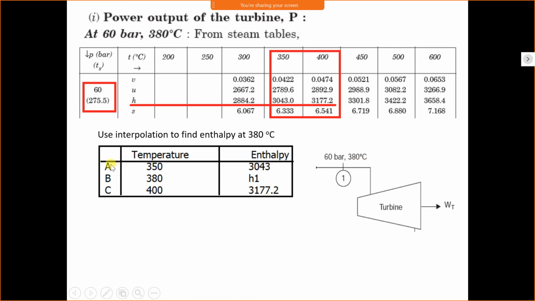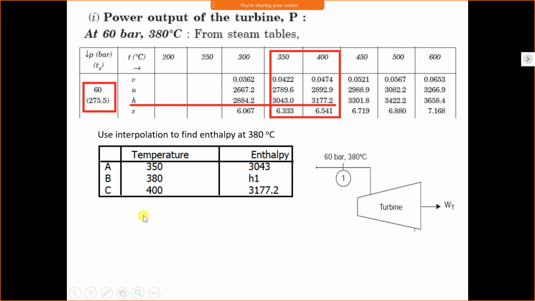Look at here, take points A, B, C for temperature and enthalpy. Consider 350 degrees as A, 400 degrees as C, and we want the value at 380, so take B as 380 degrees Celsius. For 350 degrees Celsius, enthalpy is 3043, and for 400 degrees Celsius enthalpy is 3177.2, and we have to calculate the enthalpy at this point B, and this enthalpy will be H1 because the point is 1.